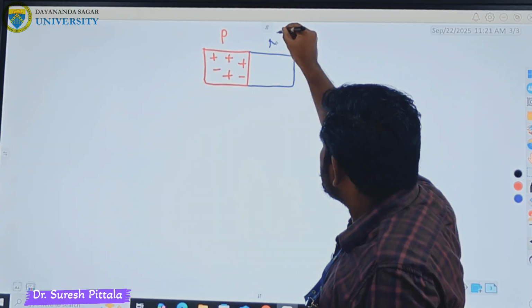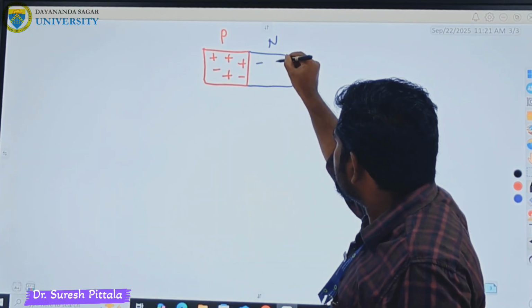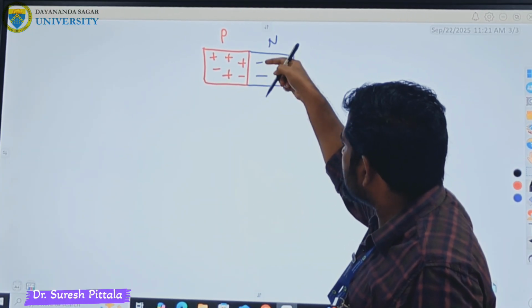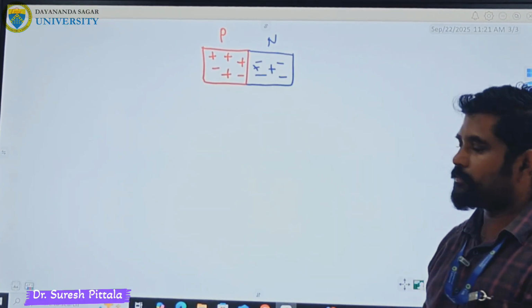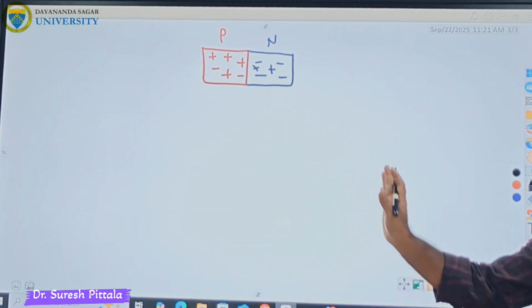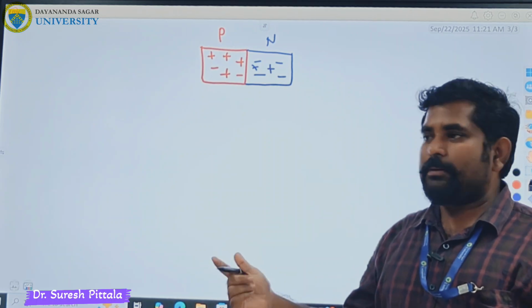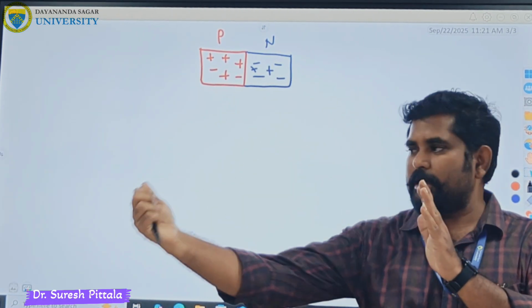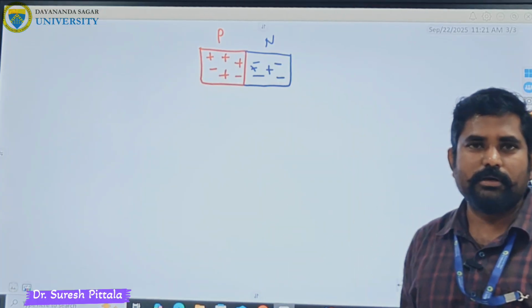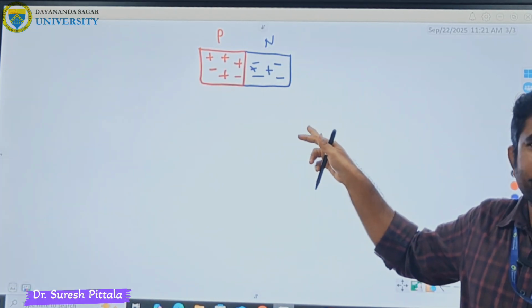If this is my N type, it has more number of electrons. How many? Four. Okay. Minority has accepted. So a diode is nothing but two terminals. Now both of them are sandwiched together like this. That's what we are doing. Take P, take N, sandwich. Cool. So if you sandwich like that, will something happen there?